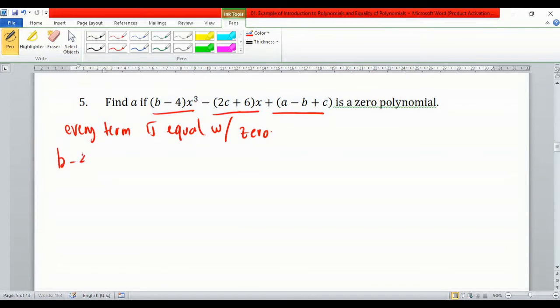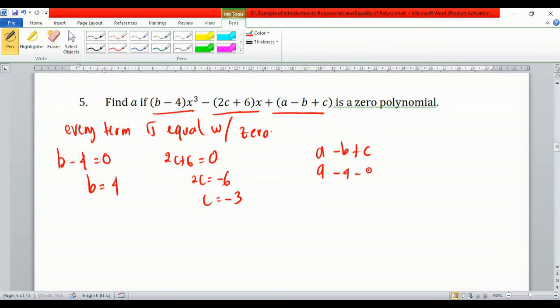Yes, b minus 4 equals 0. So you will get b equal 4. And then 2c plus 6 equals 0. So you will get 2c equals minus 6, so c is equal minus 3. And then a minus b plus c, we don't know what a is. So a minus 4 minus 3 is equal 0 too. So a is equal to 7. So we get the a, we get the b, we get the c.